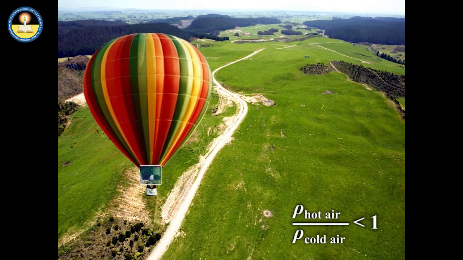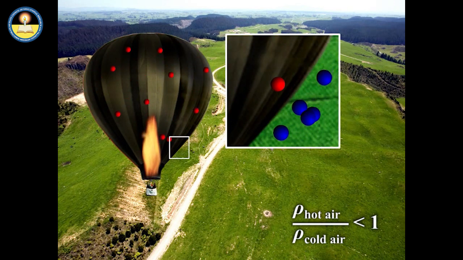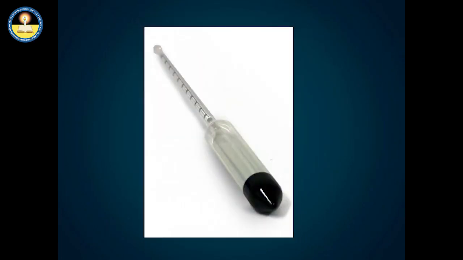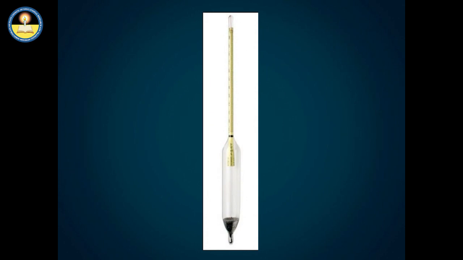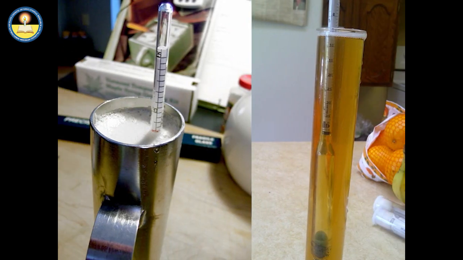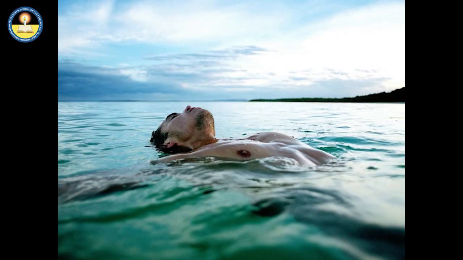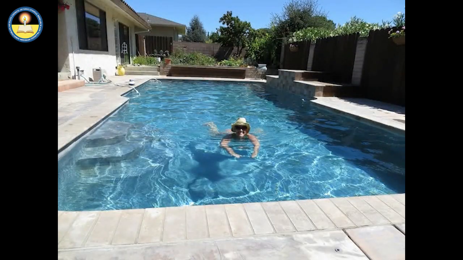Similarly, a hot air balloon rises in air because of its relative density with respect to the air outside the balloon. A hydrometer is a device to measure the density of various liquids relative to water. Most commonly, it is used to measure fat in milk, alcohol in liquors like beer and wines, and water content in urine. We know that the human body floats higher in salt water than in a pool of water.